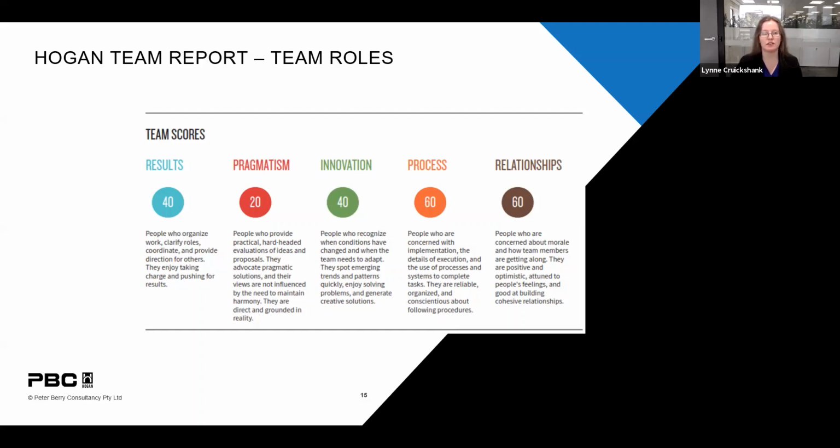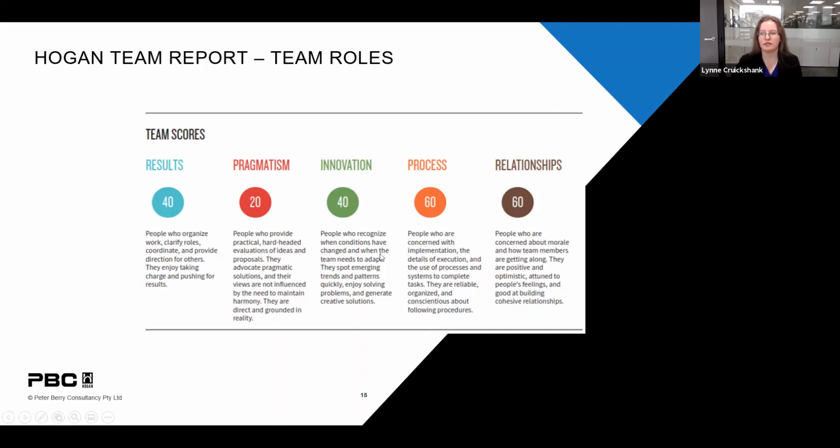So when we're looking at the results on this particular section of the team report, basically the number that you see in the circle there is the percentage of team members who fill that particular role. And team members may fill more than one role. So someone may fulfill both that relationship role, but also that process role as well.